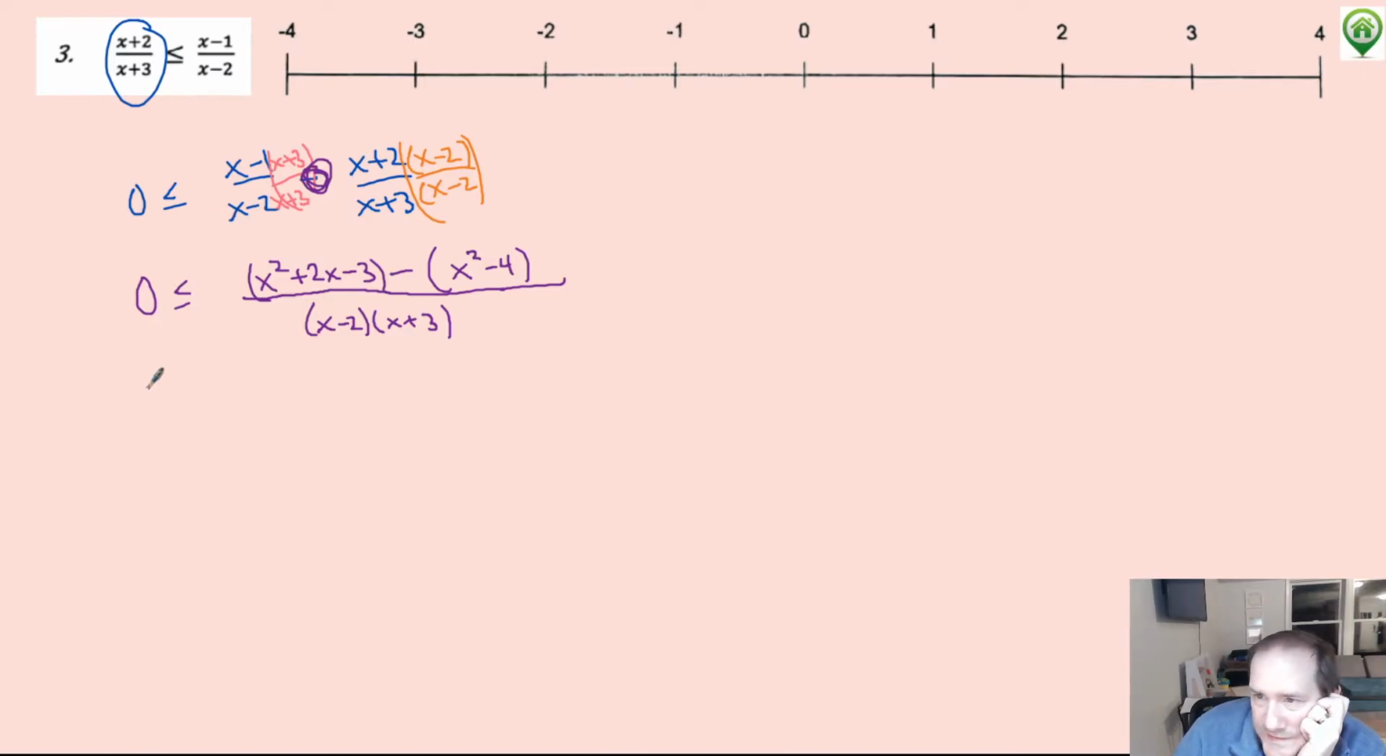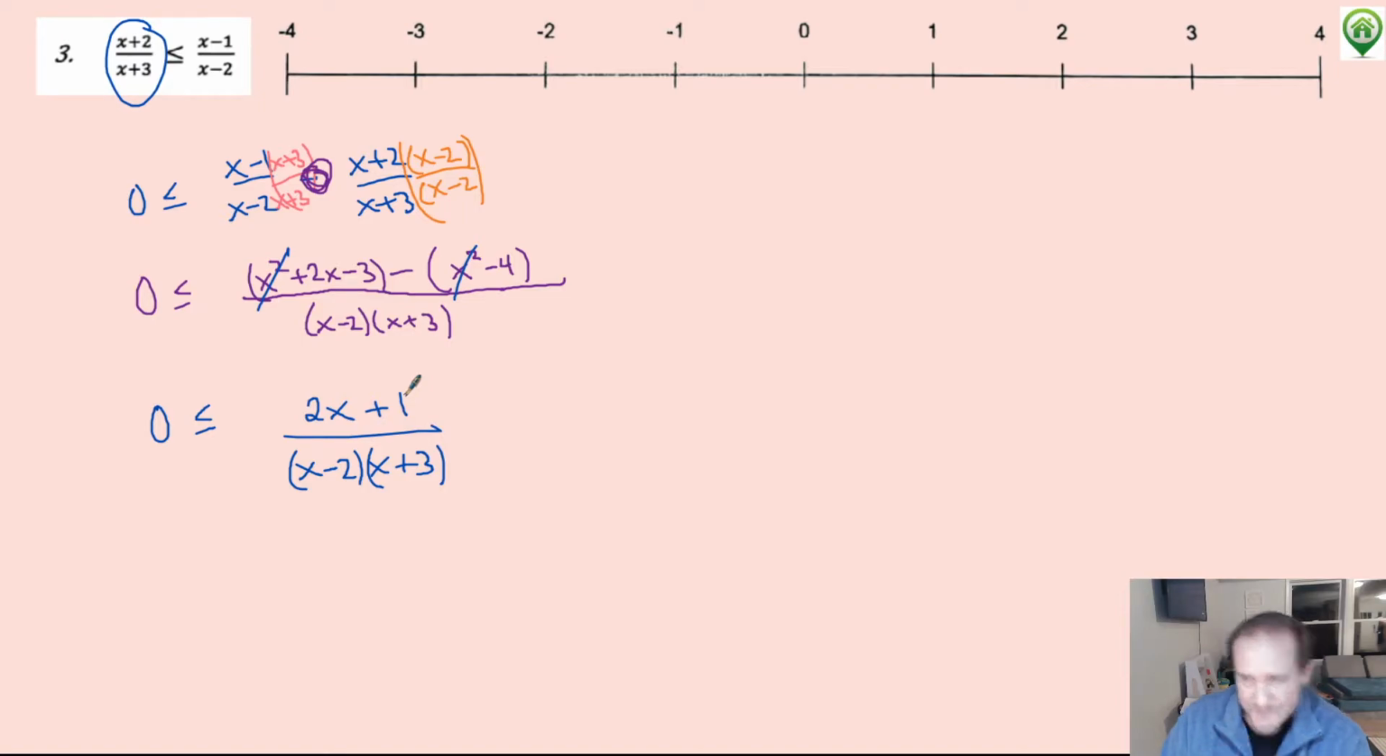After cleaning this up, you'll have 0 is less than or equal to x squared minus x squared. So those x squareds cancel. You'll just have 2x and a negative 3 plus 4, so plus 1, over (x minus 2)(x plus 3). I think that brings us to one single rational expression. It's greater than or equal to 0, so we can go to our number line now and start plotting.